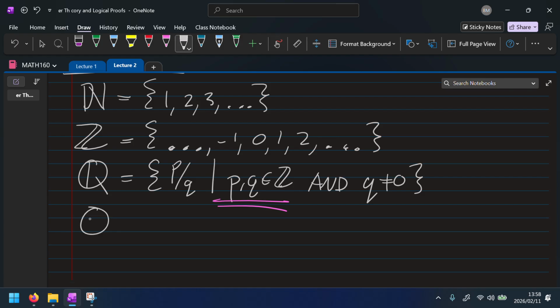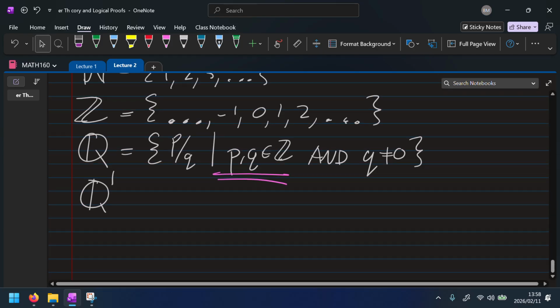Okay. Then we have the irrationals. We just write that Q prime. It is the complement. You are either rational or you are irrational, one of the two. So we put the little prime, or you put the bar at the top, or the little C, just to show that it's the complement. So those are the irrationals. And if you put the two together, then we get the whole real line.